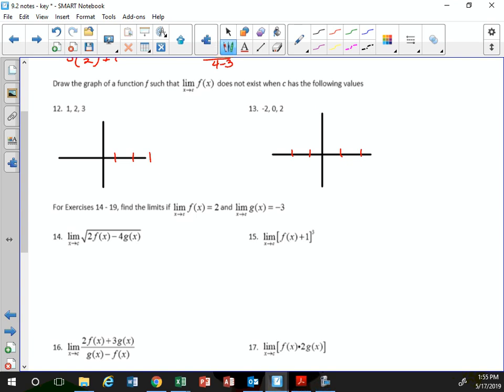The left and right didn't match, right? Wait, could there be a hole? No. The limit still exists if it's just a hole. Or what if it's like a line with a hole? Yeah. So that's just a hole, right? Because you would approach the hole, like you'd approach that y value. So yeah, it's got to be a jump.